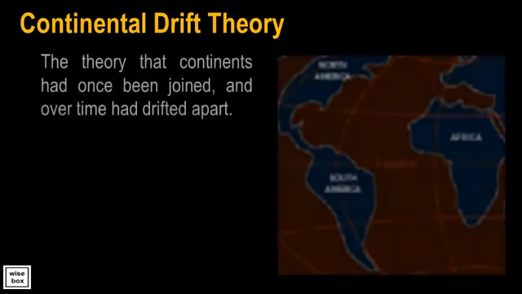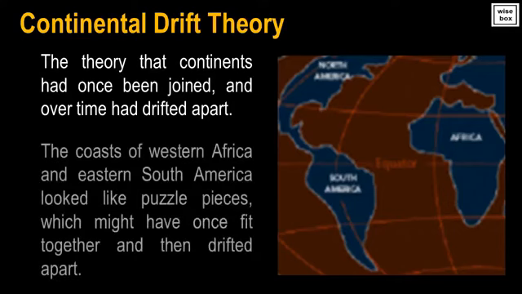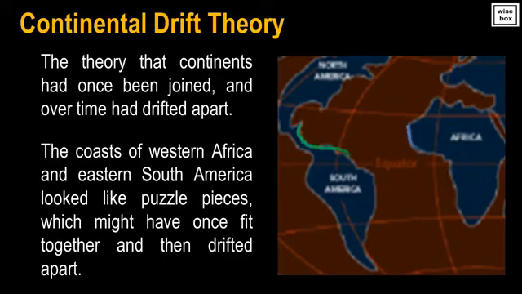Alfred Wegener proposed a theory that the continents had once been joined, and over time had drifted apart. Wegener came up with this idea because he noticed the similarities in the coastlines. The coasts of Western Africa and Eastern South America looked like puzzle pieces, which might have once fit together, and then drifted apart.